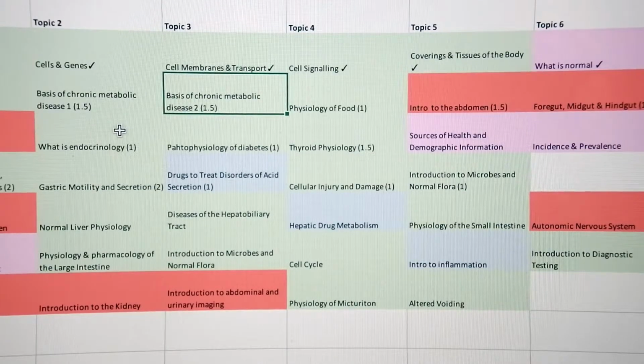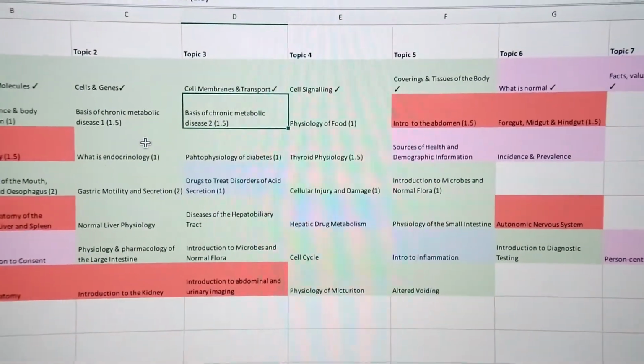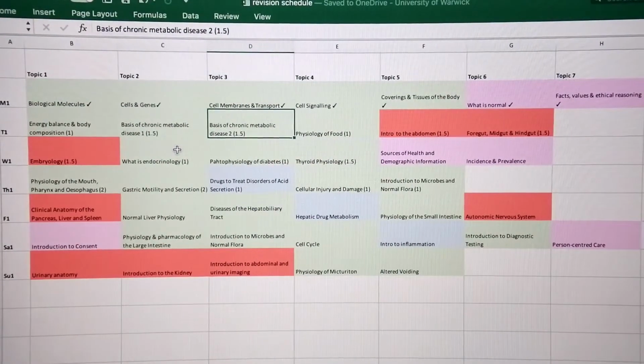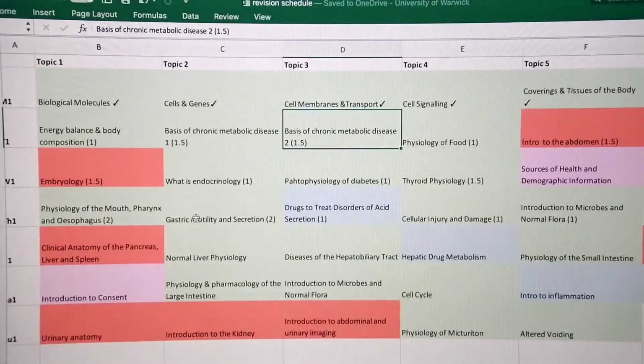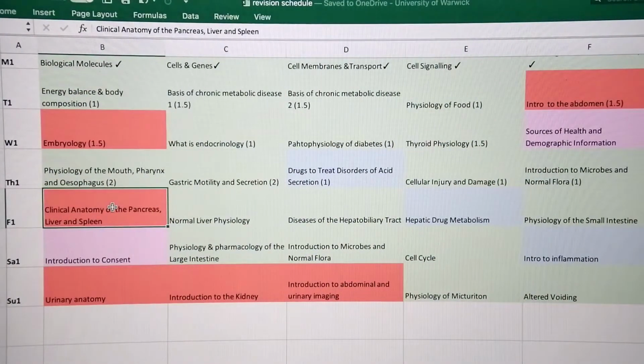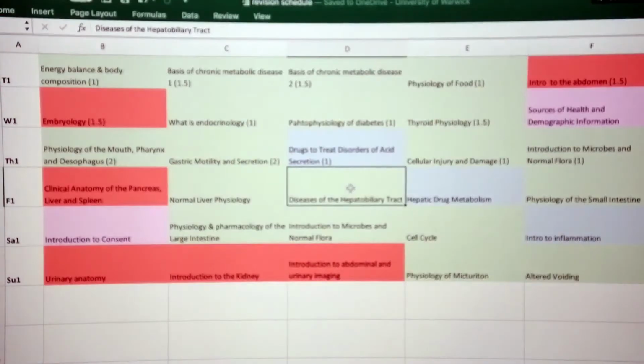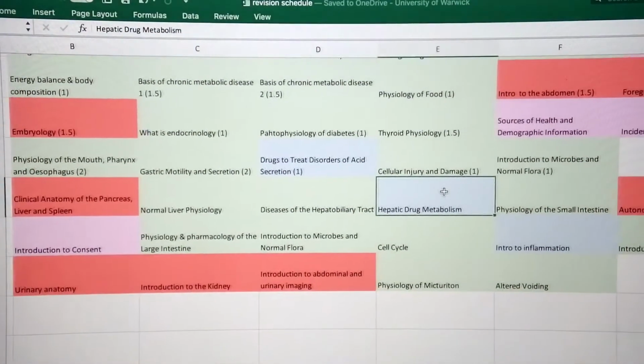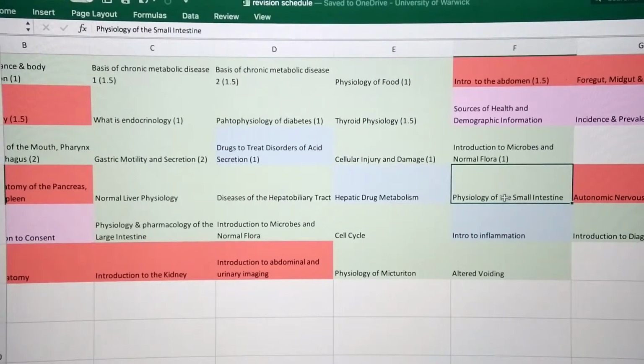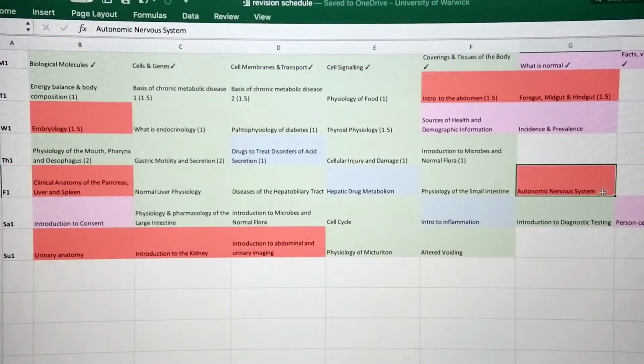The other thing that I have tried to do is block my revision into similar subjects. So although they are arranged by block and therefore are all related, especially in the first block, there are lectures that go very well together, although they weren't necessarily given in that specific order. For example, if you were to look at my Friday, this coming Friday, you'll see I've got anatomy of the pancreas, liver and spleen, normal liver physiology, diseases of the hepatobiliary tract, hepatic drug metabolism, and then I go on to physiology of the small intestine and the autonomic nervous system.